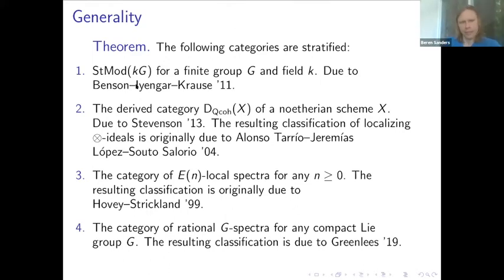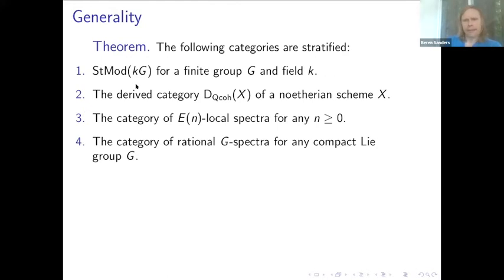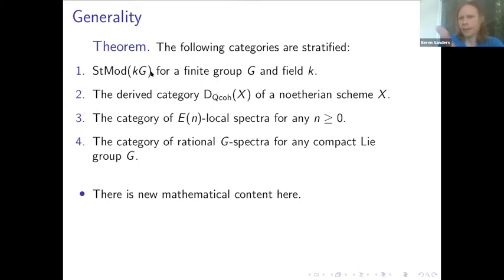Now it might seem like this is just a kind of repackaging of known classifications in the literature, and in some sense that's true, but there still is some new mathematical content here, because this theorem implies that the different notions of support that these authors were using to classify the localizing tensor ideals in these different examples coincide with the Balmer-Favi notion of support. So certain notions of support that are defined in a certain way turn out to be equivalent to a notion of support that's defined in a quite different way. So there is some new mathematical content to this theorem.